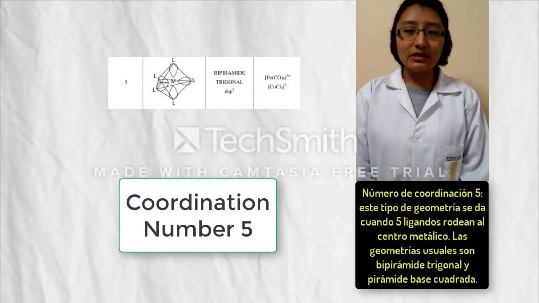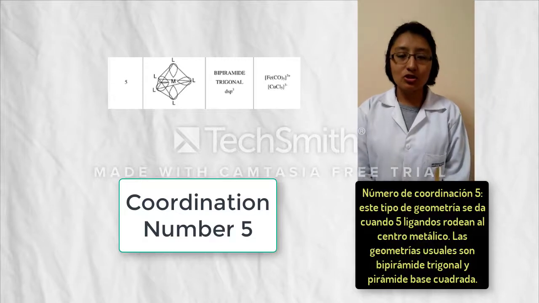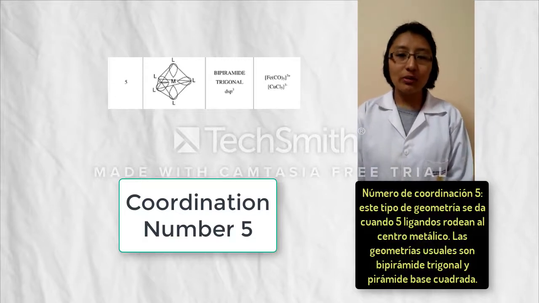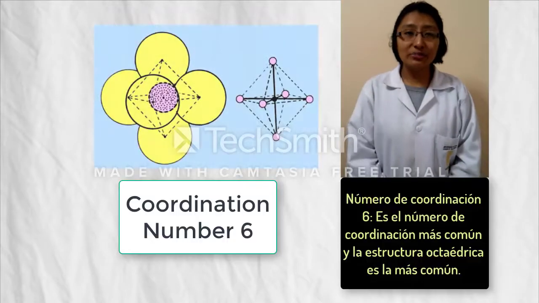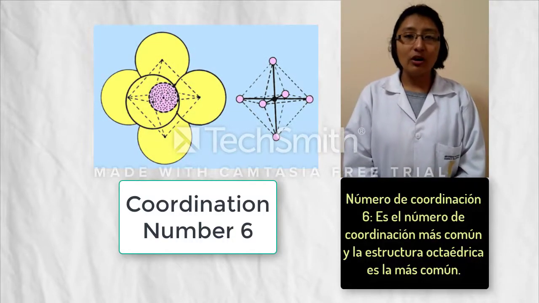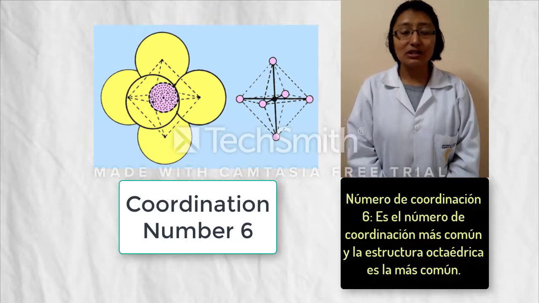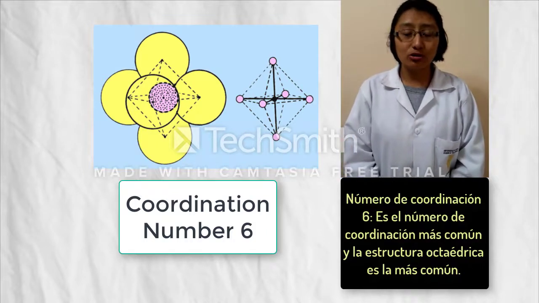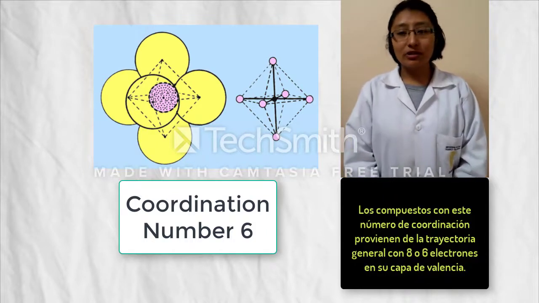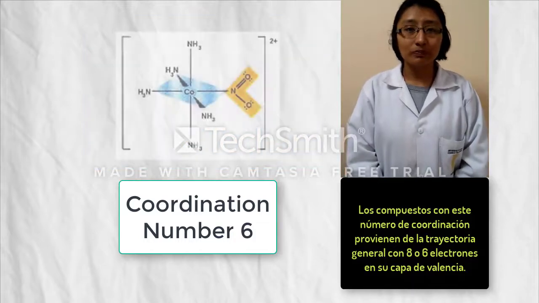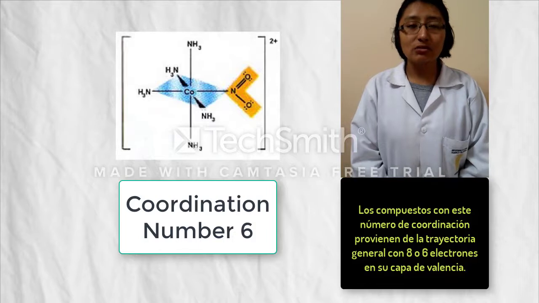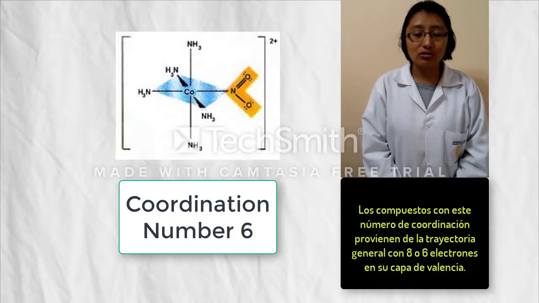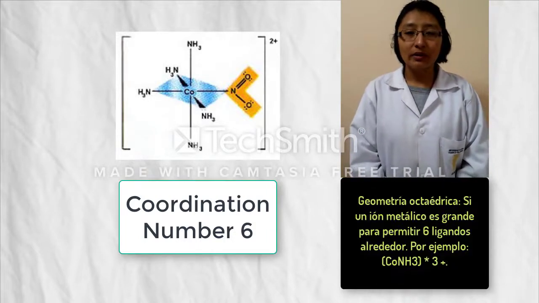Coordination number 5. This type of geometry occurs when 5 ligands surround the metal center, and the usual geometries are trigonal bipyramid and square base pyramid. Coordination number 6 is the most common coordination number, and octahedral is the most common structure. However, trigonal prisms are also known. Compounds with this coordination number arise from transition metals with 8 or 6 electrons in their valence shells.